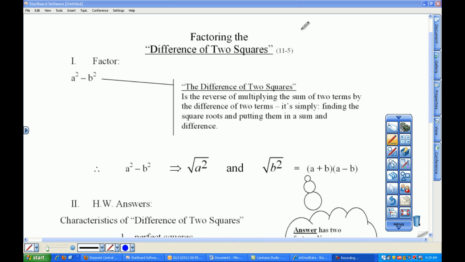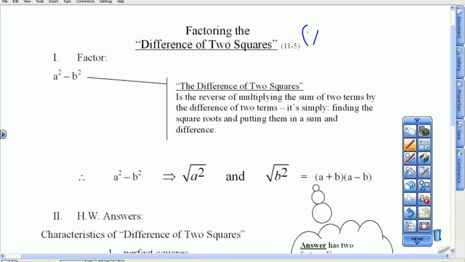Welcome to Factoring the Difference of Two Squares. This is section 11.5, and we are going to take a quick look. Remember yesterday we multiplied binomials together, and they were kind of special binomials.